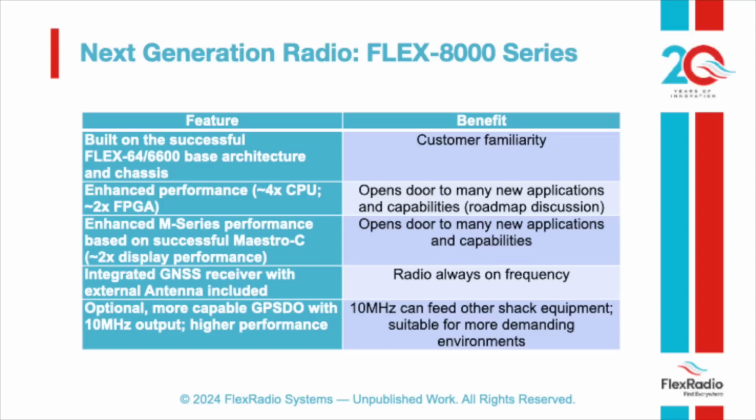You don't have to always have this on there, but if you do, it makes sure the radio's on frequency. We do have an option to put a GPS disciplined oscillator in the radio, which will give you also a 10 megahertz output, and it has slightly higher performance than the GNSS that comes in the radio. GNSS, by the way, just means it's a global navigation system receiver, so it receives not just the US GPS system, but also ones from other countries, which I'll show you in a minute.